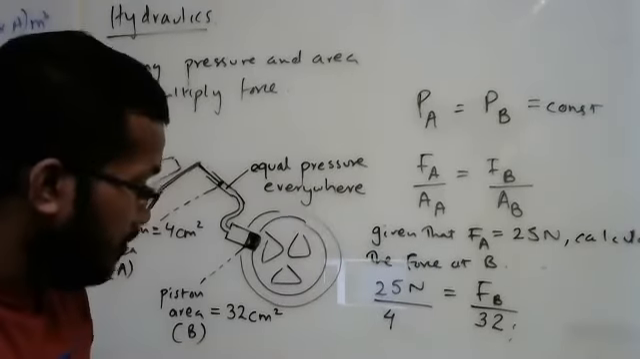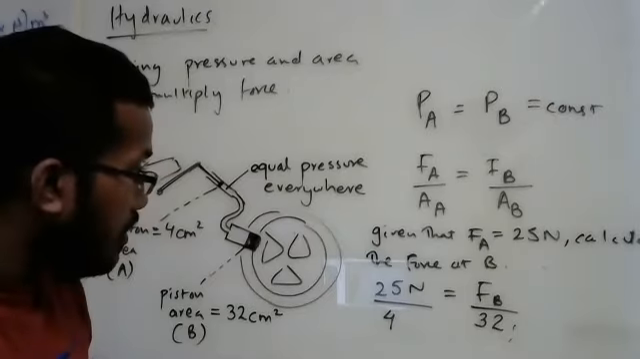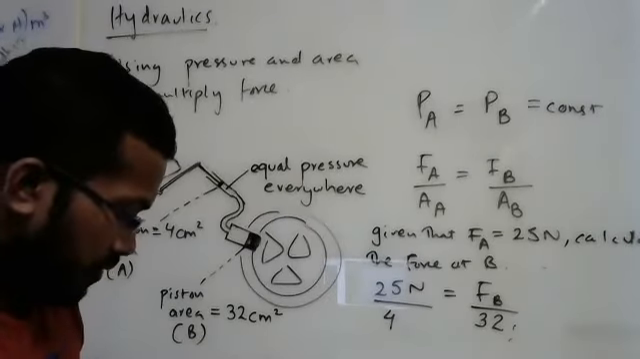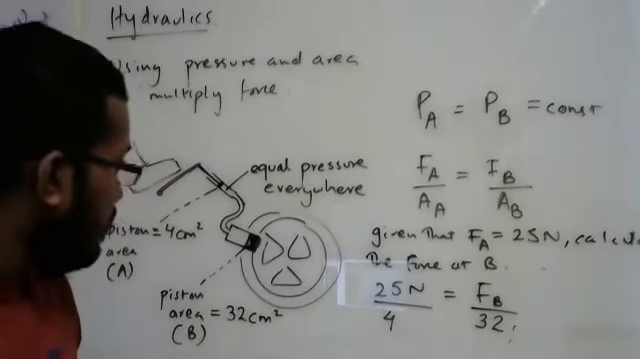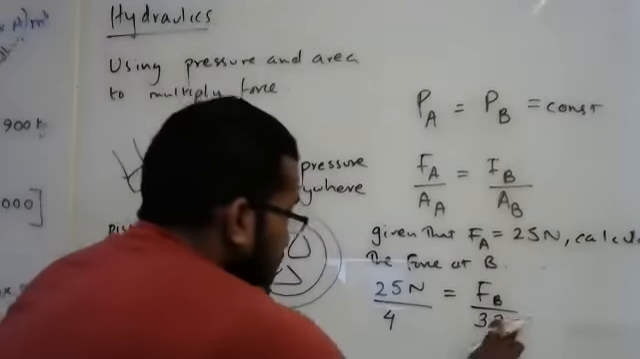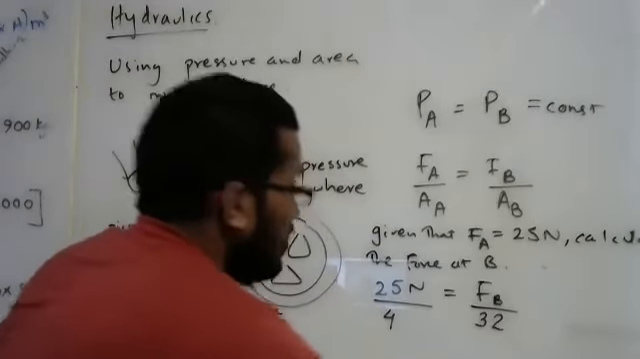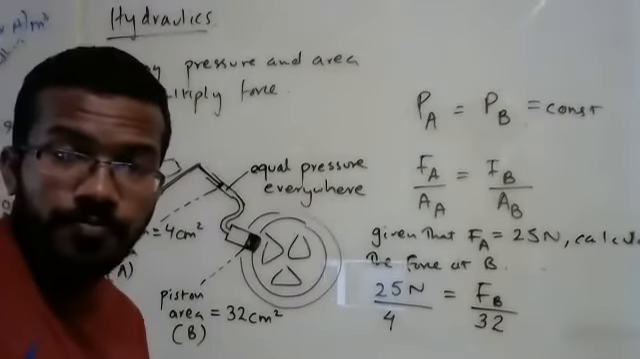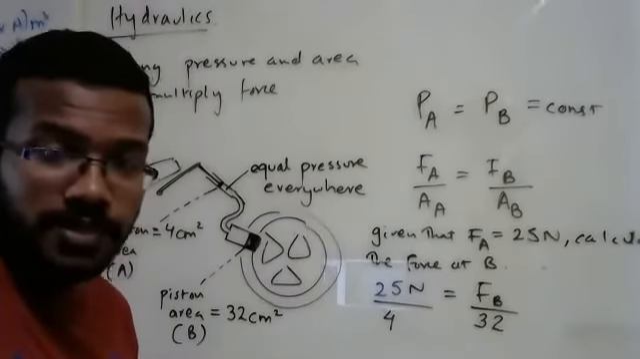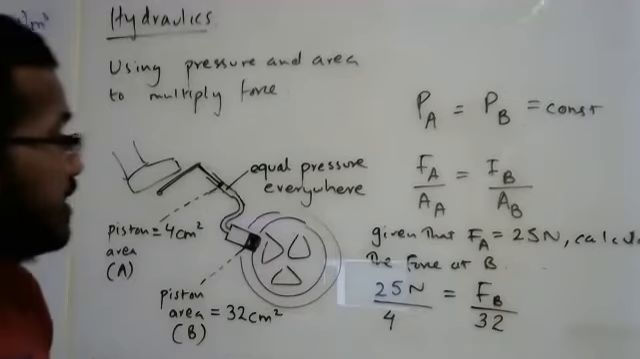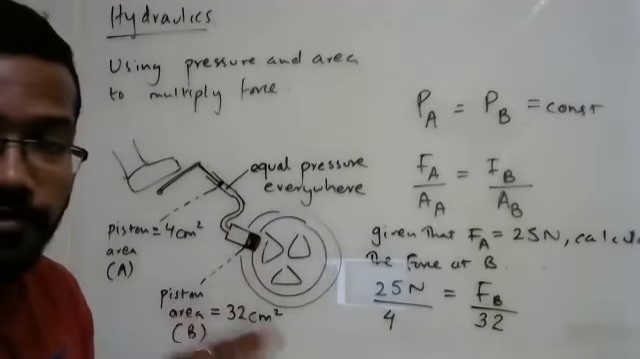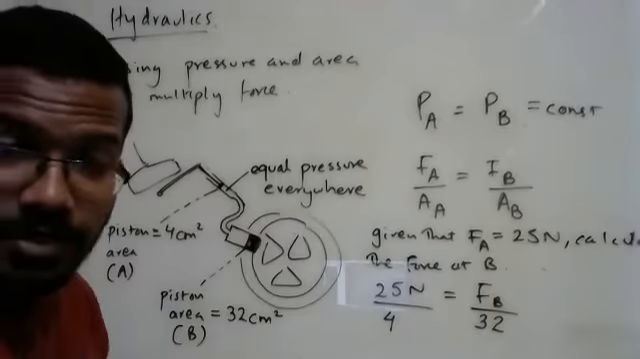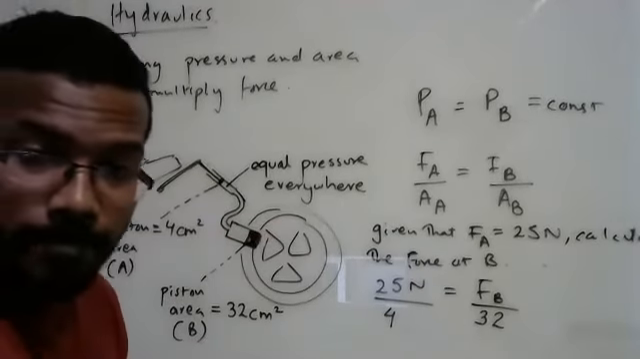25 times 32 divided by 4. So force B is how much? It's coming 200, no? Can you calculate and see? See how magical that is. You press on the brake pedal with 25 Newton and you get 200 Newton at the brake shoe, right?